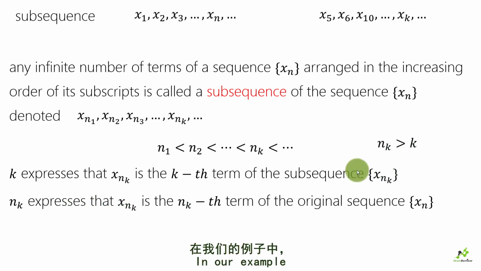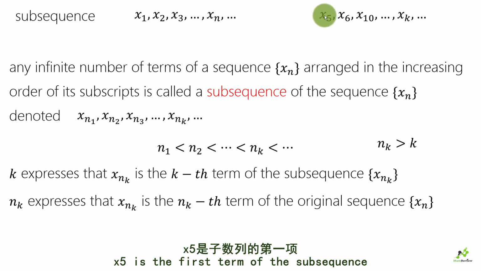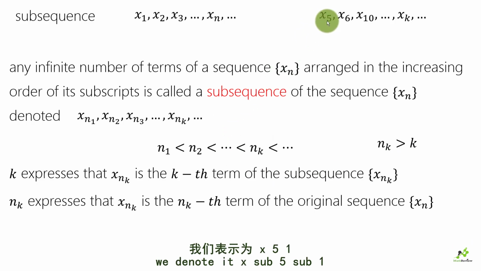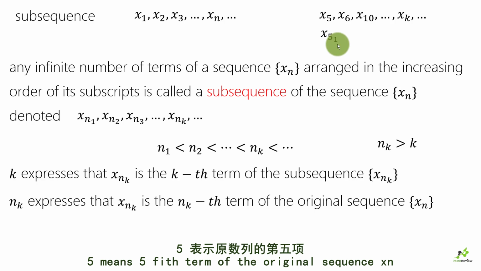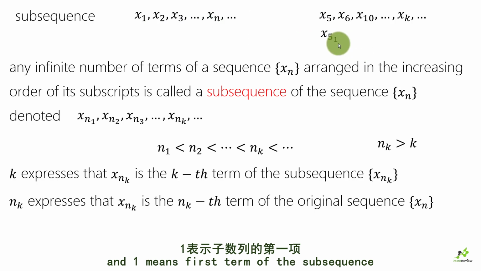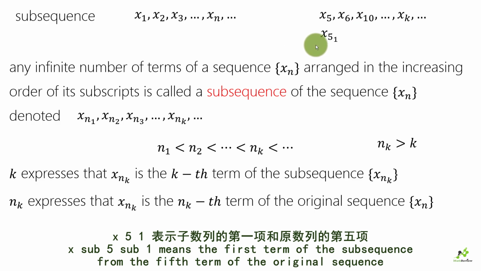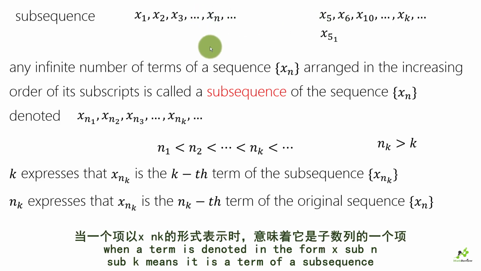In our example, x5 is the first term of the subsequence. We denote it by x sub 5 sub 1. The 5 means the fifth term of the original sequence xn, and the 1 means the first term of the subsequence. When a term is denoted in the form x sub n sub k, it means it is a term of a subsequence.